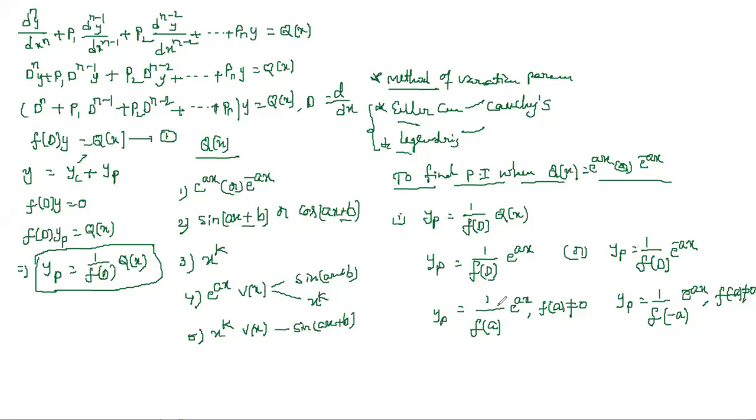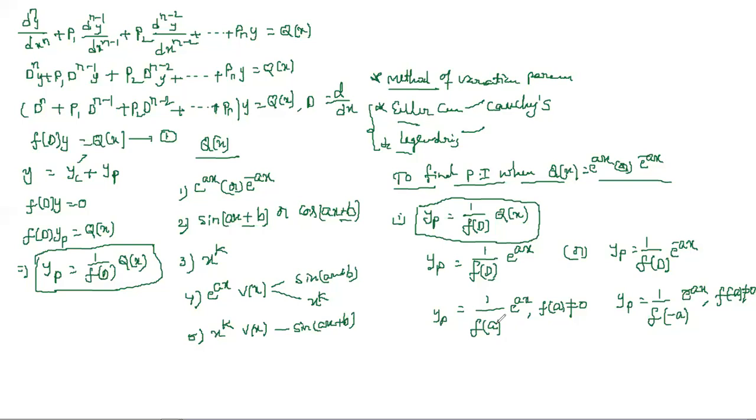Understood this? So case one is: for finding the particular integral, you write yp is equal to 1 by f of D into Q of x, where Q of x is the function given in the problem. If it is e power ax or e power minus ax, where a is a constant, in place of a they can give any constant, either 2, 3, or minus 1, minus 5, or anything. Or in another case simply 1. How can I write that? e power 0x, right? That is also an exponential form.